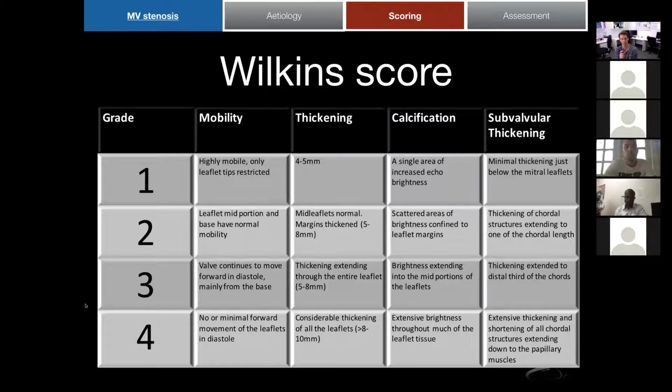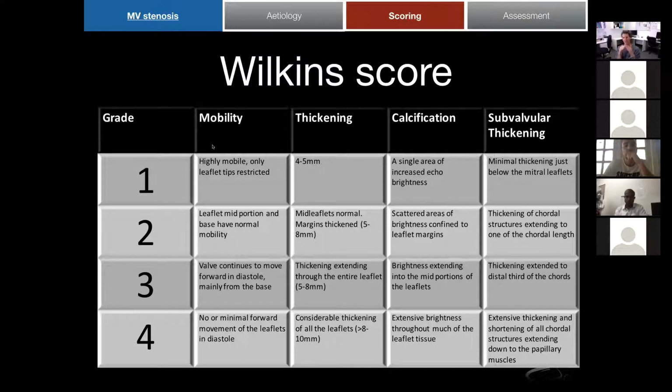The bottom line is that you've got a grade 1, 2, 3, 4. You've got 4 things that you're going to be able to score on. If you get a score greater than 8, that means that you are not going to be great to have this procedure done. Okay, so if score greater than 8 is bad, less than 8, you can be considered for it. And so it's based on mobility.